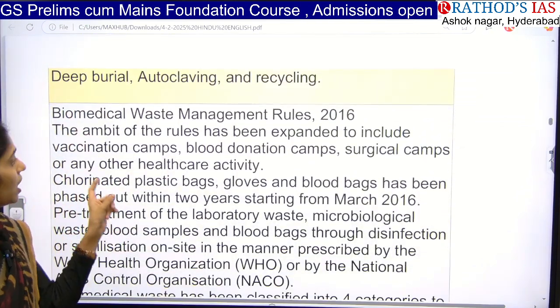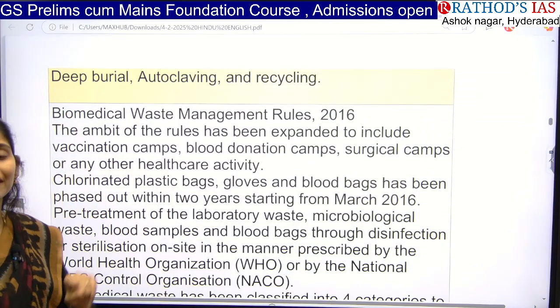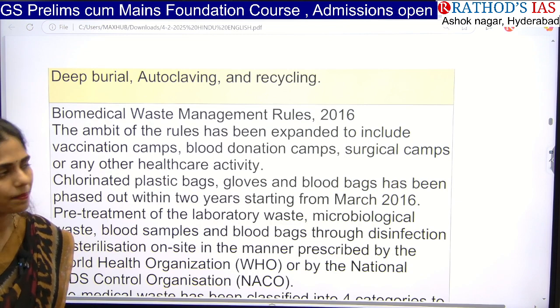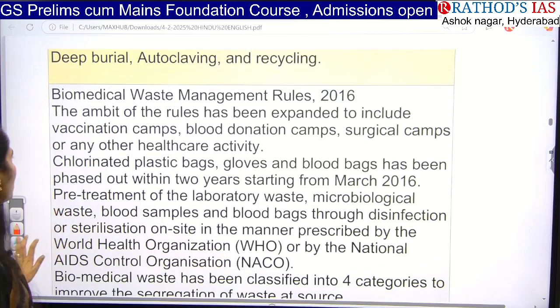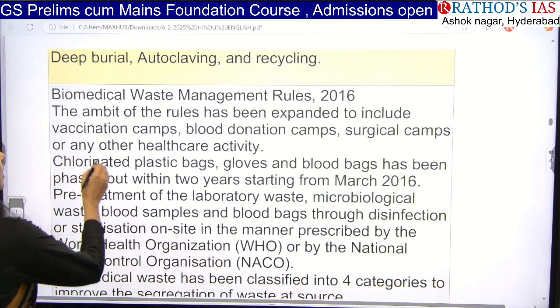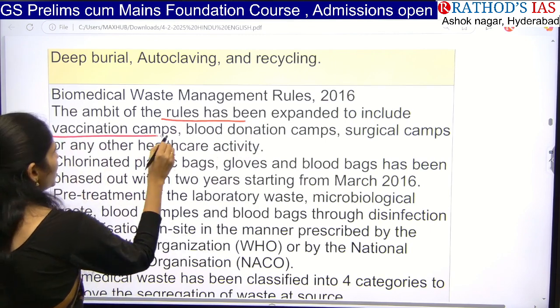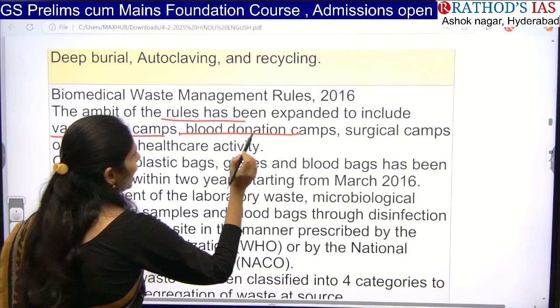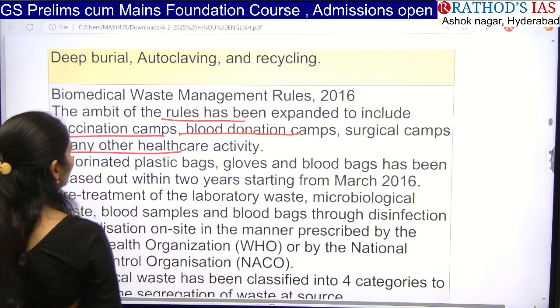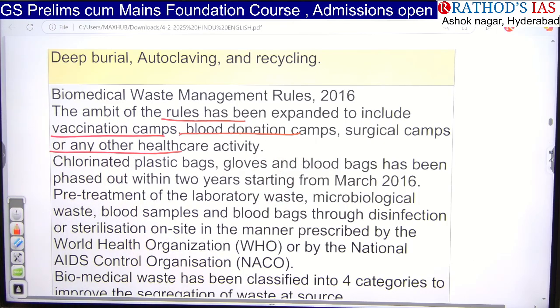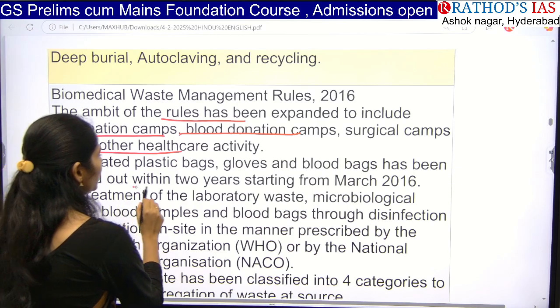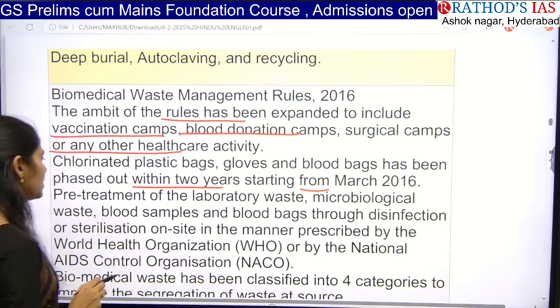Now let us see what are the rules present in our country. They are called the Biomedical Waste Management Rules of 2016. According to these rules, they have been expanded even to vaccination camps, blood donation camps, surgical camps, or any other health activity. And even chlorinated plastic bags, as well as gloves and blood bags, have been phased out within 2 years starting from March 2016.